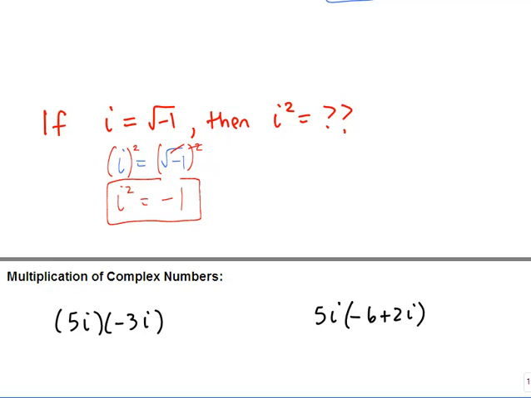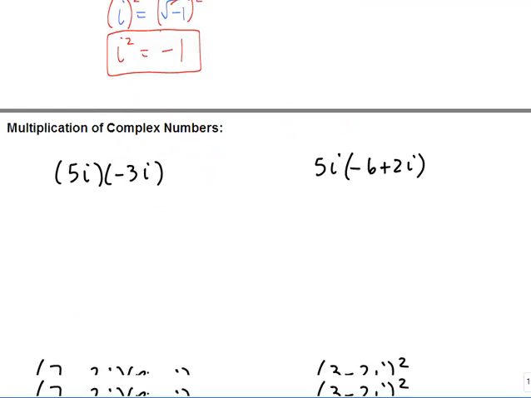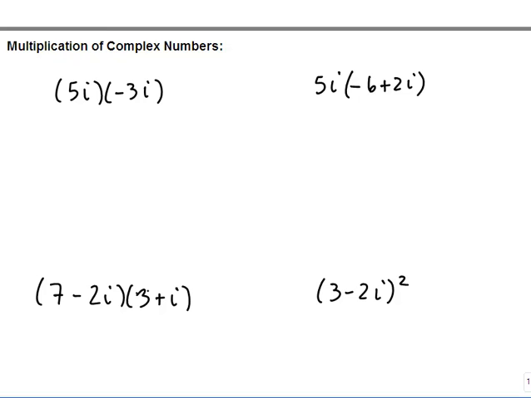And that's something that you want to memorize, because we're going to use that to help us simplify expressions. So anytime you come across an i squared, you're going to want to replace it with -1 and simplify from there. So for example, when we multiply complex numbers, we're going to multiply, again, just like we would with variables.